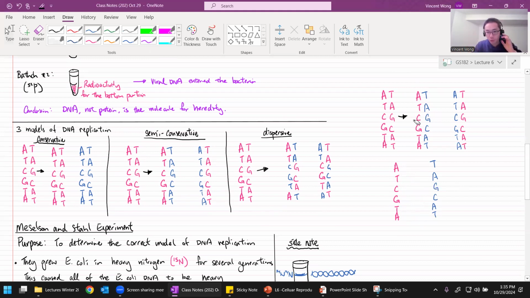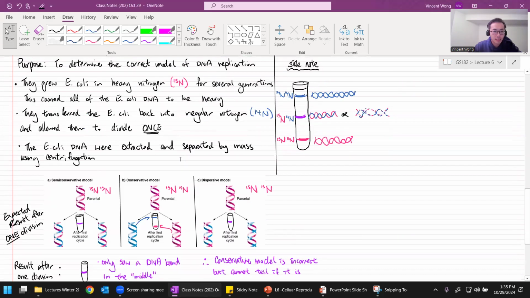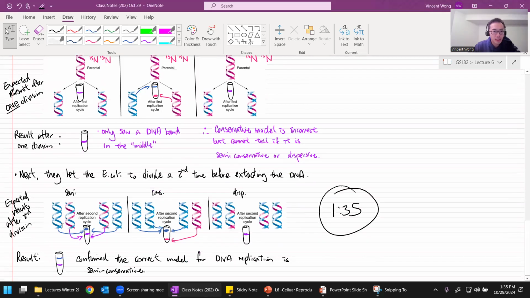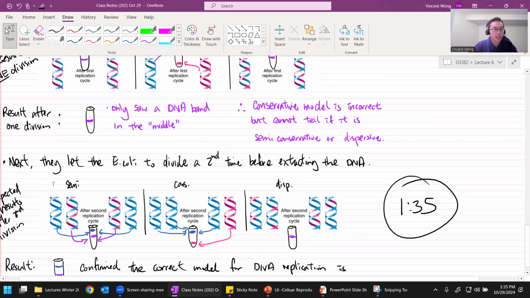They are nitrogen 14. So TAGCAT, and then over here, ATCGTA. That's why it's going to be half pink, half blue, and then blue, blue. If you look at the semi-conservative model over here, you see half pink, half blue, and then blue and blue. Does that make sense? Does that answer your question? If not, feel free to follow up.